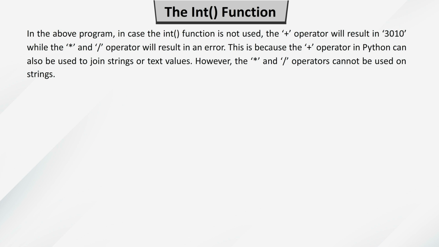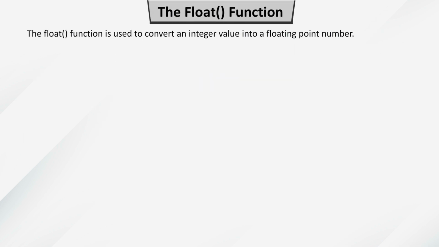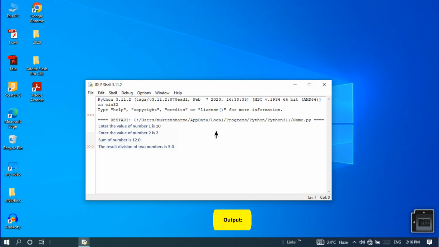This is because the plus operator in Python can also be used to join strings or text values. However, the star and slash operators cannot be used on strings. The float function. The float function is used to convert an integer value into a floating point number. Example output.